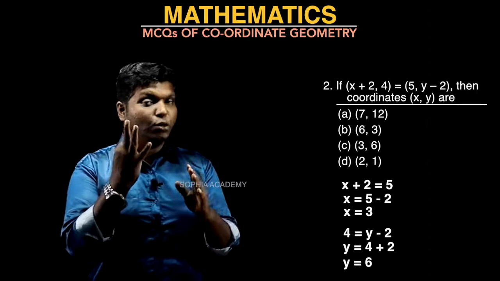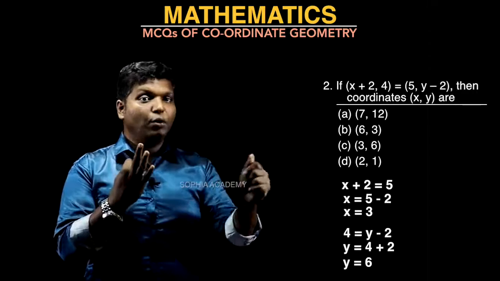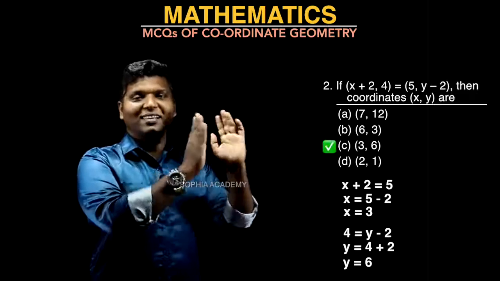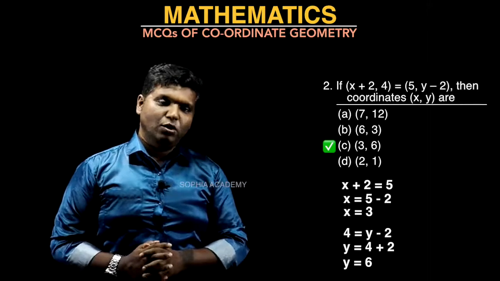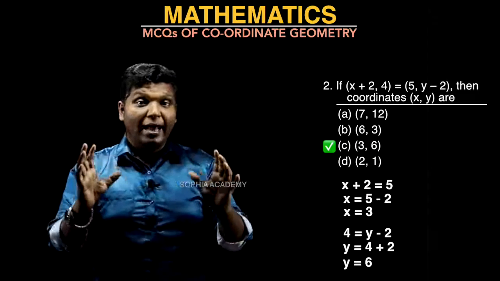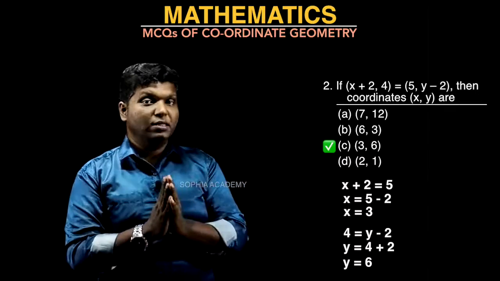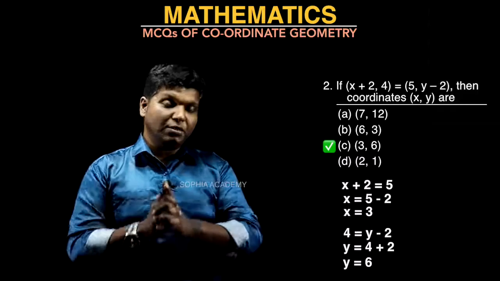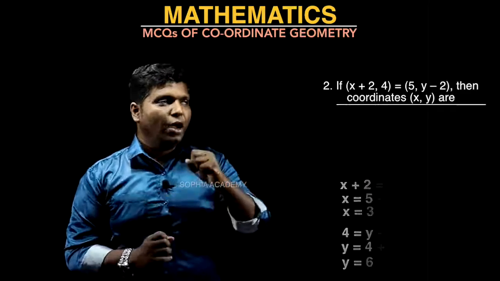So first, initially I told you the x coordinate was 3, and now the y coordinate is 6. So (3, 6) is the right option. See, this is the very simple method of how to understand a question and how to analyze the question and bring it towards the solution, which is very relevant for you. Okay, I hope you understood.